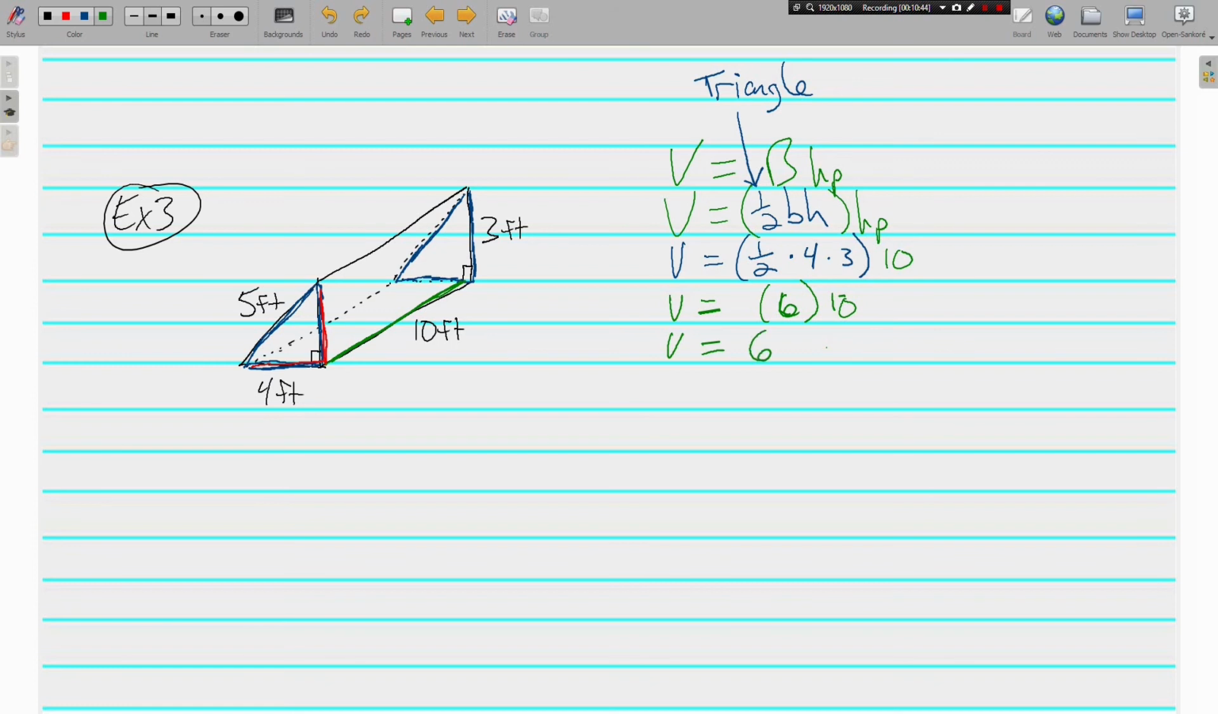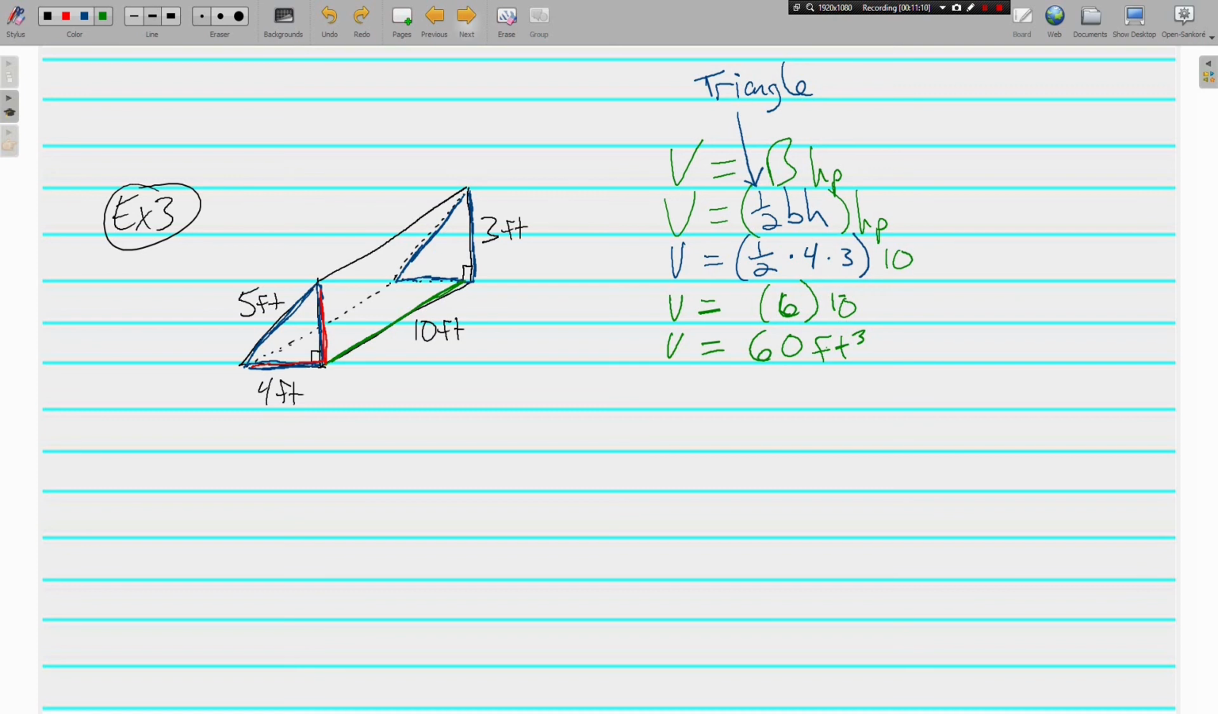Pen does not like all the writing I've done. Is 60 cubic feet. Area of the base times the height of the prism. The base is a triangle, so we used half base times height times the height of the prism, and we just substituted in the numbers that we knew.